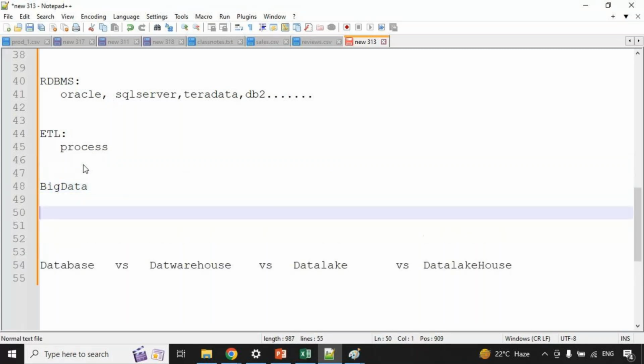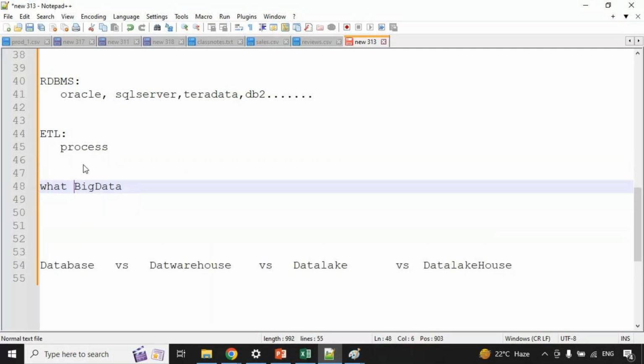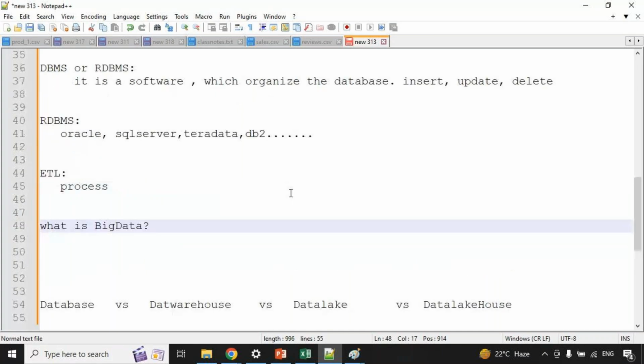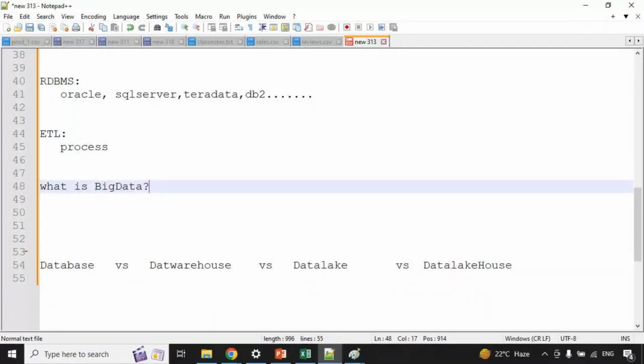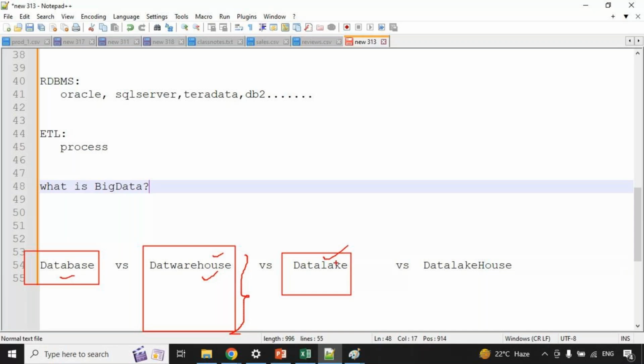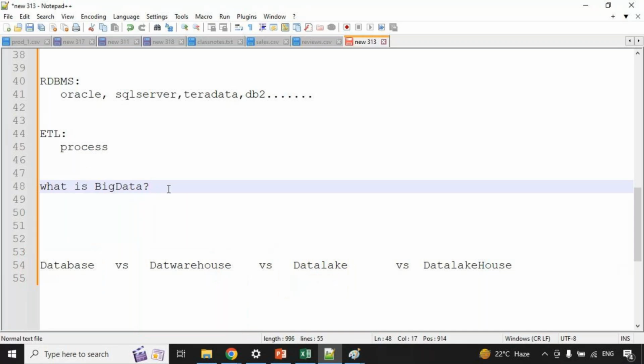Then what is big data? Okay, see, I'm repeating, don't get confused, guys. I have data, and to maintain the data I have databases. Databases hold only a small amount of data. If you want to maintain the history, we can go for a data warehouse. But day by day the data is increasing, and a data warehouse is not able to handle this. So that's why the data lake came into the picture, mainly to handle big data. So what is big data?